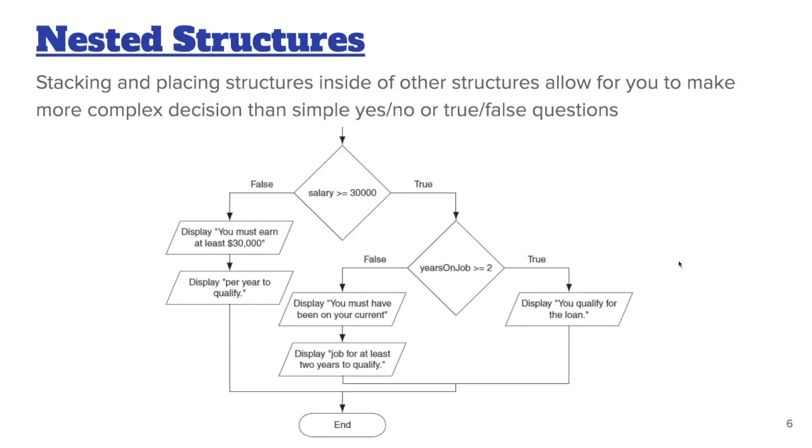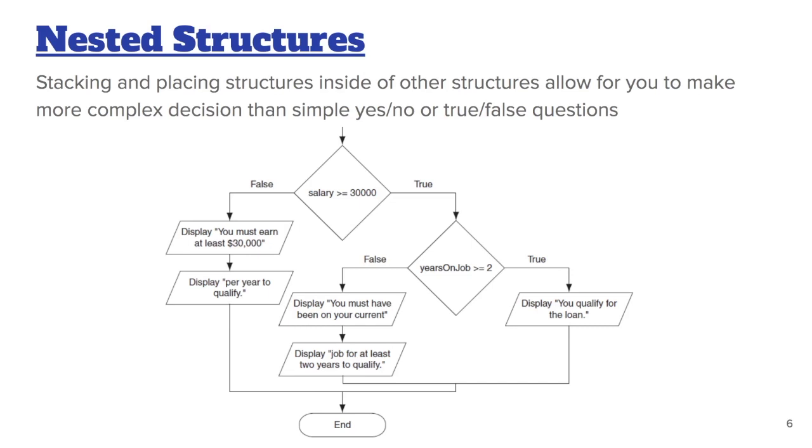Okay. As I mentioned before, the questions can be more complex than just yes, no, true, false. They can be different questions embedded within questions, meaning that if the answer is true, maybe we have another question we would like to ask. These are what we call nested structures, placing one structure inside of another structure entirely. So we can either stack them, put them one after the other, or in this case nest them, where one question is dependent upon the answer of another question.